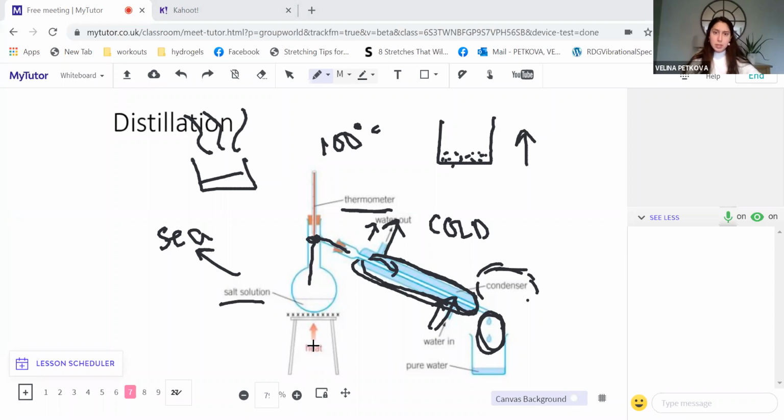What do you separate distillation for? I don't really understand that question. Okay. So will the boiling point increase when?